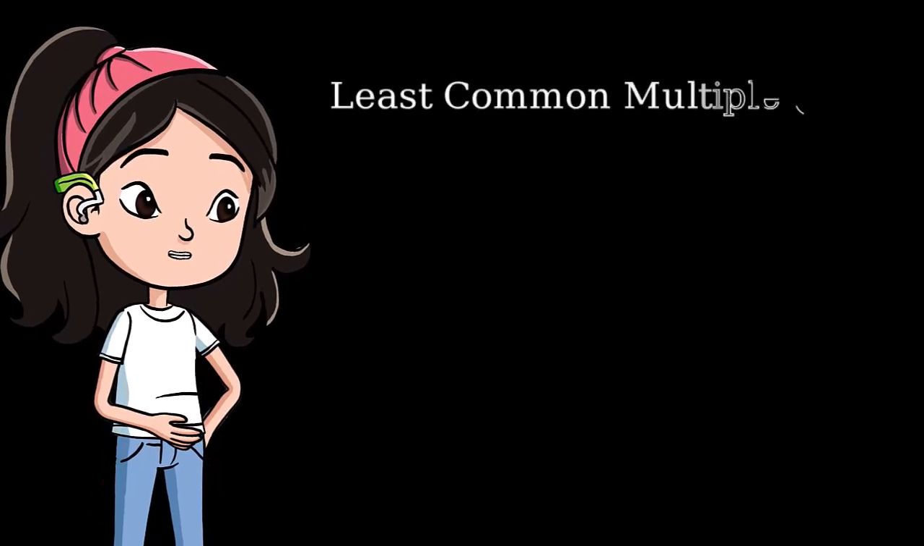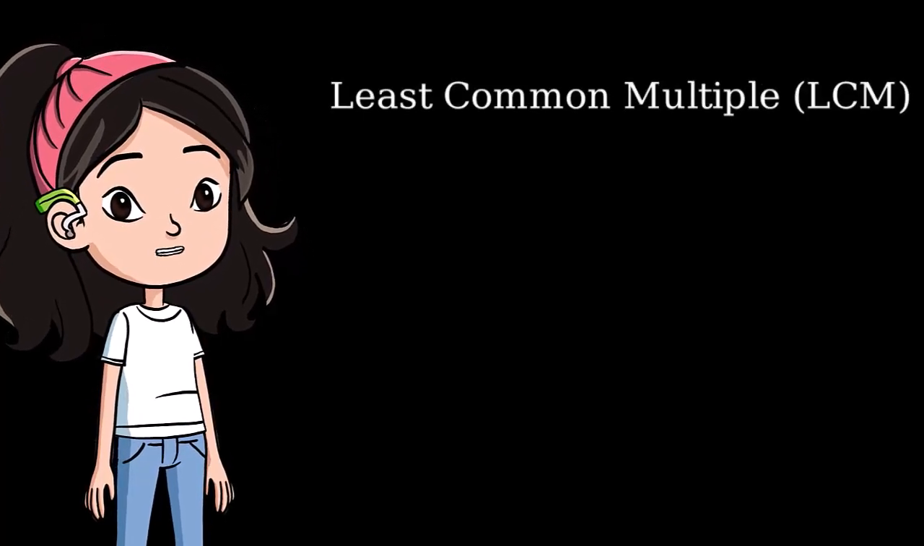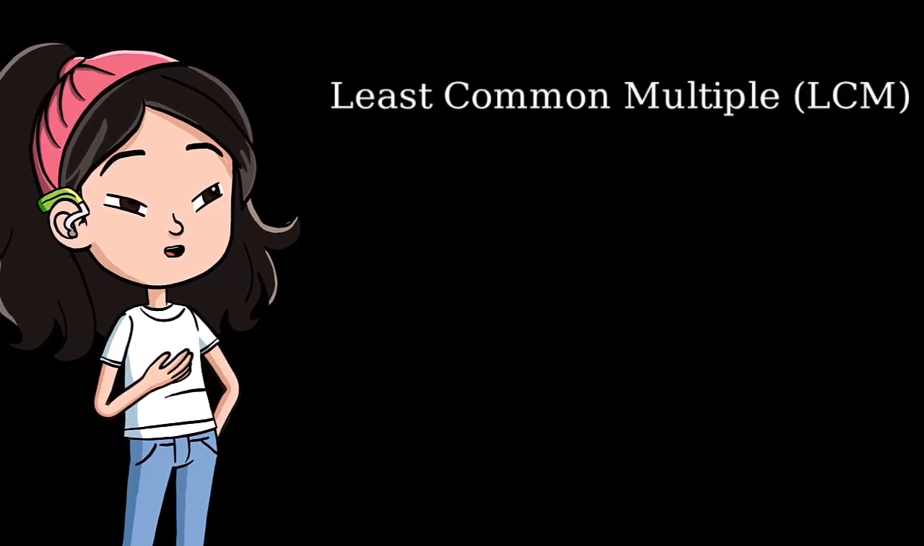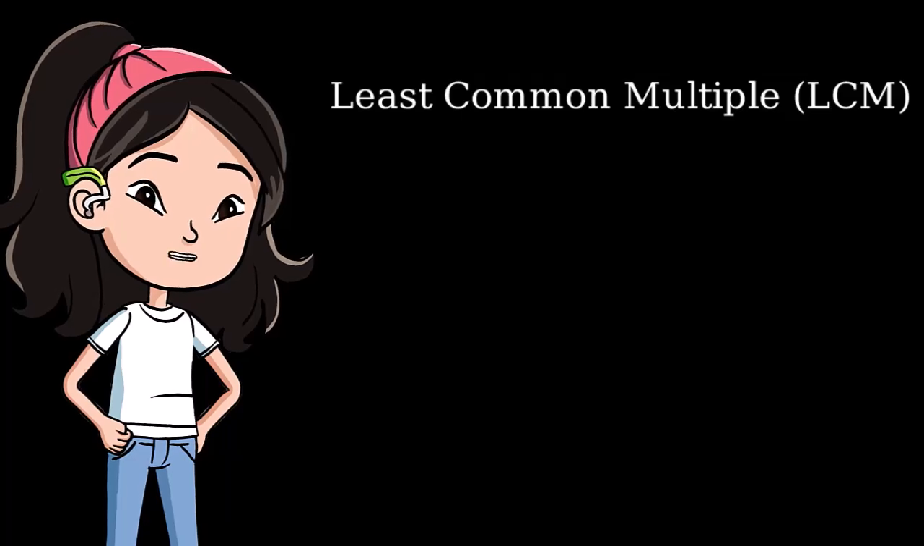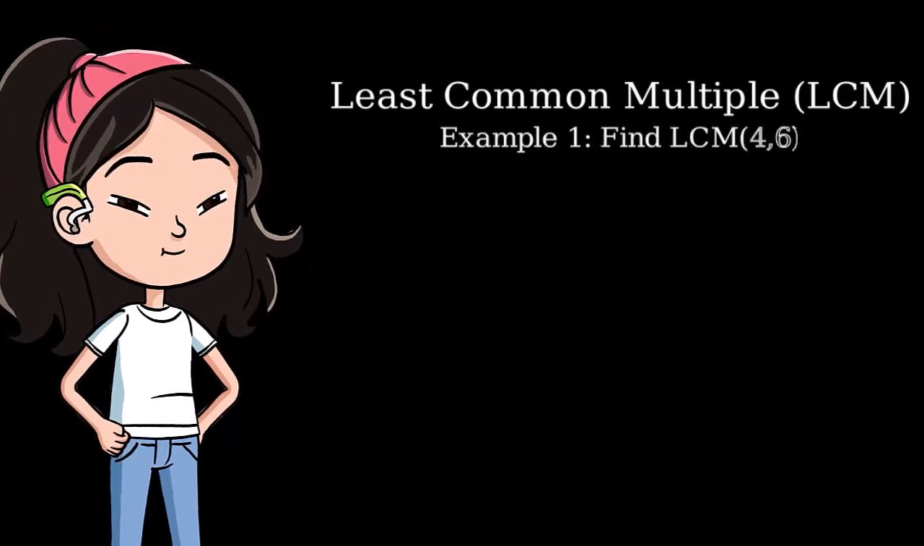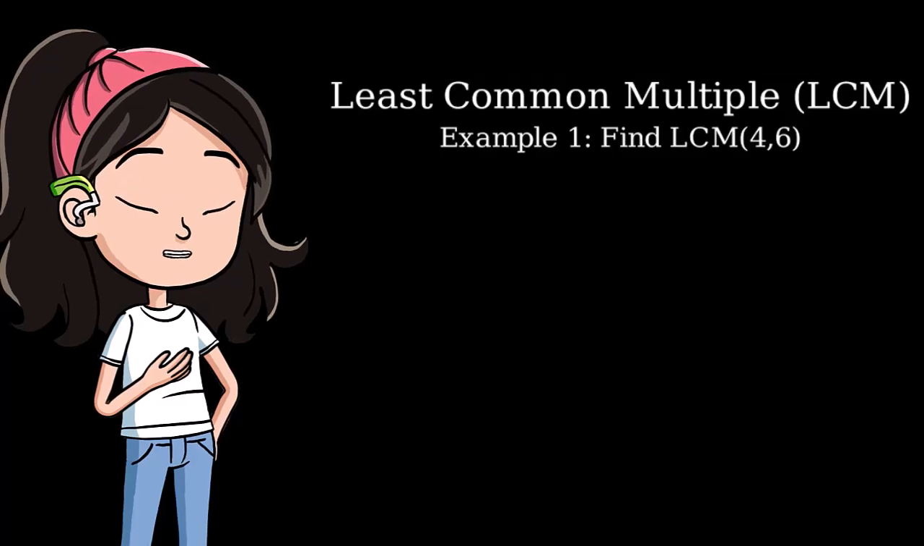Welcome to our lesson on the least common multiple, or LCM for short. The LCM of two numbers is the smallest positive number that is a multiple of both numbers. Let's start with a simple example, finding the LCM of 4 and 6.